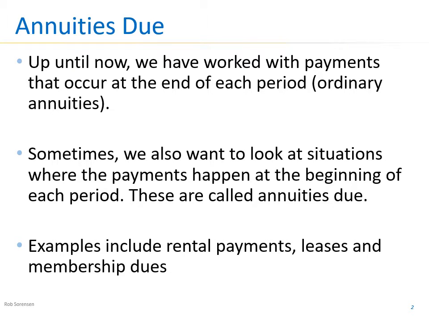These are called annuities due. Examples might include rental payments, leases, and membership dues. So if you think about paying rent on an apartment, for example, usually you pay your rent at the beginning of each month, and that covers you for the month to come, so you pay in advance. That's different than what we've had up to now with loans, for example, where we pay at the end of every month. And so these are called annuities due, and that's what we're going to work with today.